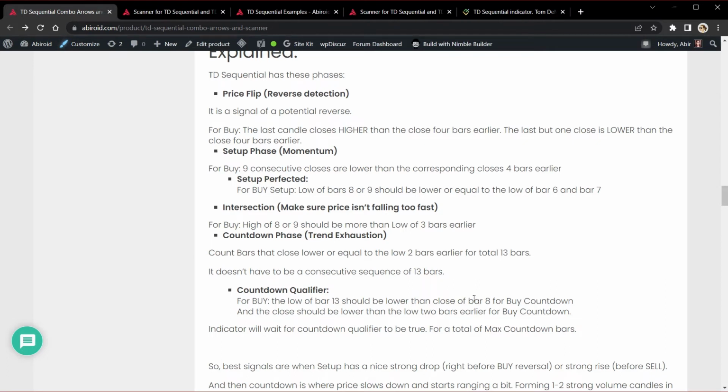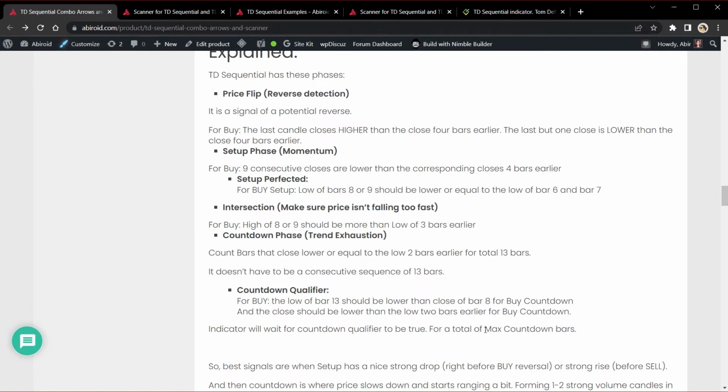And in my indicator, I also have an option where you can, instead of checking the low of bar with the close of bar, check the close of bar 13 with the close of bar 8. That will give you slightly more signals. In case you are scalping, I would suggest that you compare close with close. The TD sequential original strategy has low, so you can keep it as it is.